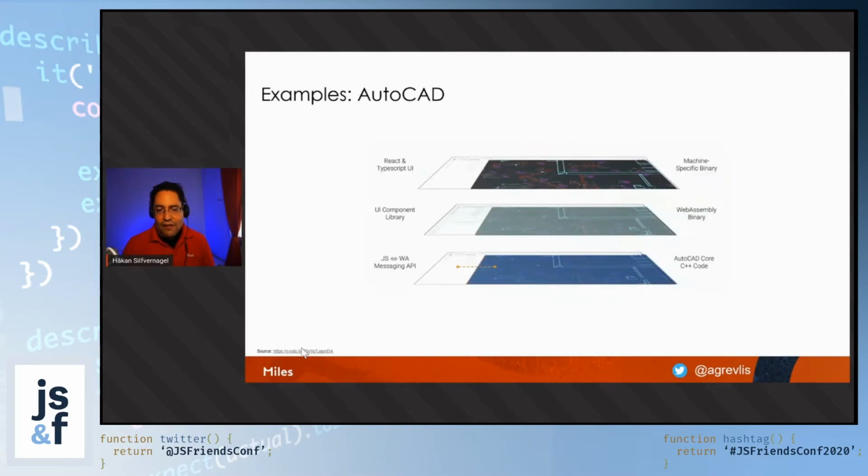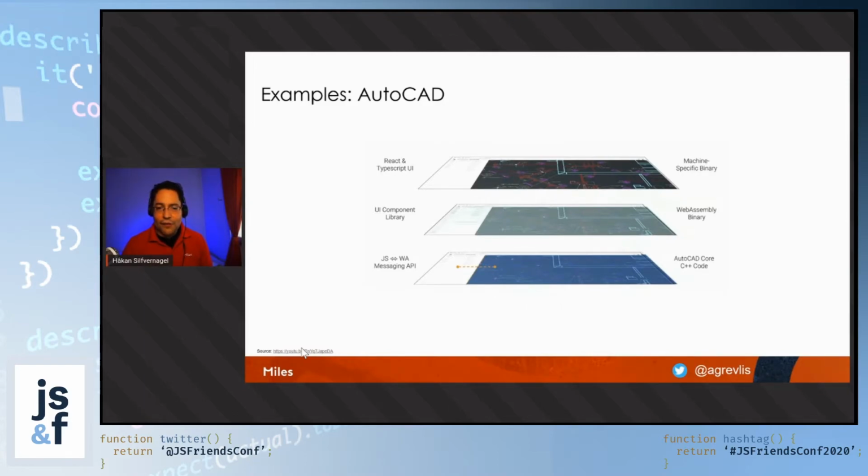On the bottom, you can see that Autocad is written in C++, so they can still use their C++ libraries from before. And then they are just using a WebAssembly layer here in order to communicate between the C++ code and the front-end code. For the front-end code, they are free to use whichever framework they would like to use. In this case, they have settled for React and TypeScript, and then this calls down to the WebAssembly, which in turn calls the C++ code.